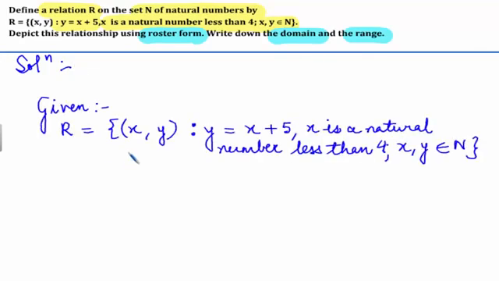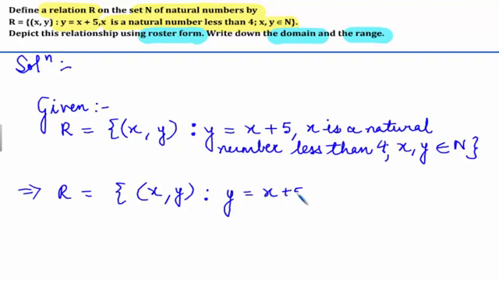It is given that R is a relation of ordered pair (x, y) such that y is equal to x plus 5 and x is a natural number less than 4. Also, x and y both belong to N. So this can be written as R is equal to (x, y) such that y is equal to x plus 5 and x is equal to 1, 2 and 3, since it is given that x is a natural number which is less than 4 and x, y both belong to the set of natural numbers N.